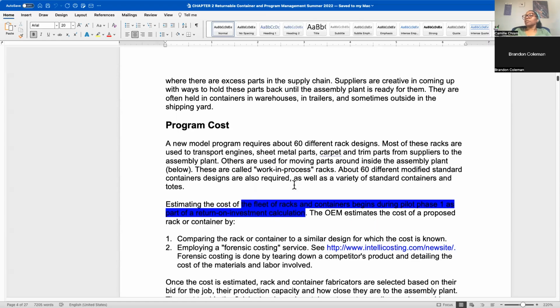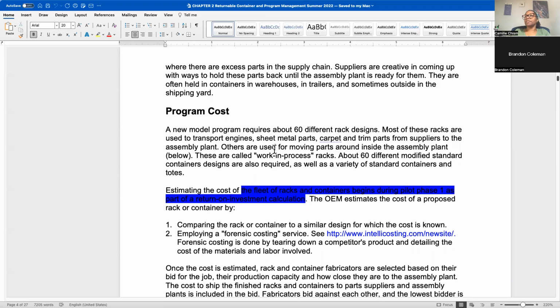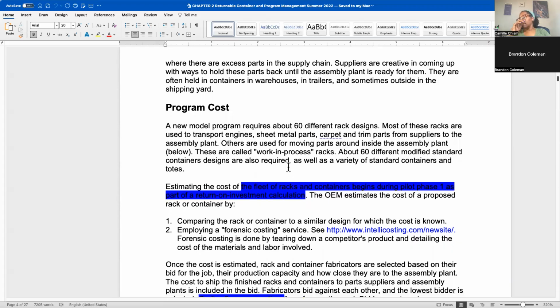Some of the racks are used for work in process. So work in process is going to be something where the rack maybe stays within the building. It's not necessarily going to be shipped out. This just gives you an idea of some of the types of racks that you might have, as well as bins and totes. So once you know that, you have to have a list of all the parts.